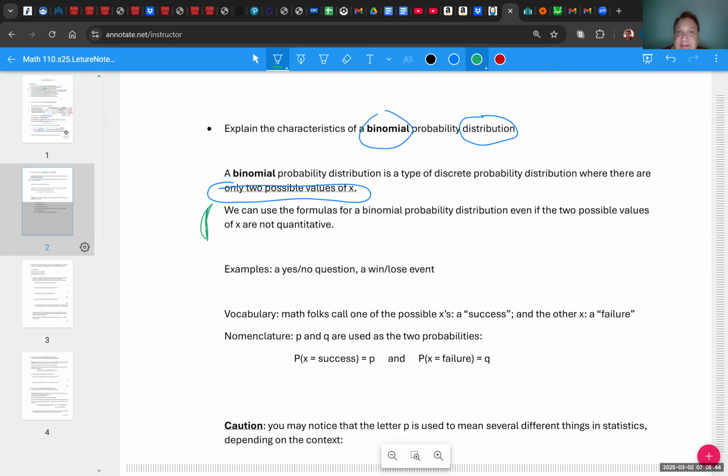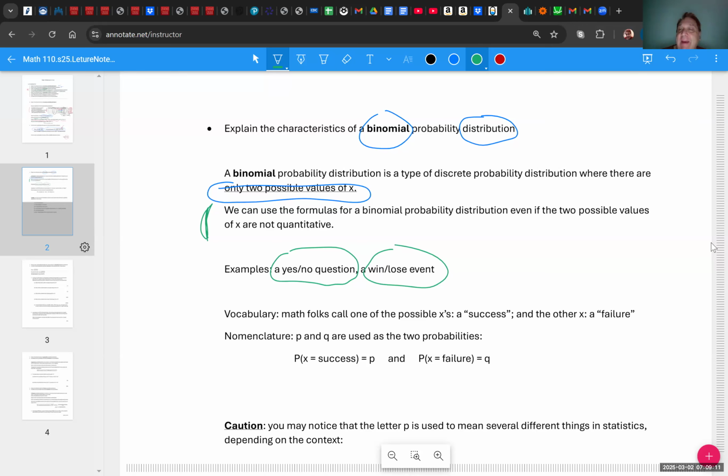So classic examples are you have a yes, no question. So there's only 2 possibilities, binomial, 2 possibilities, yes, no. They don't have to be numbers, or maybe a win-lose. Two possibilities. So we can use all these formulas even if we don't have quantitative values of our variable. We have to only have two possible choices though. So these are called categorical variables where they're words, they're not numbers, right?